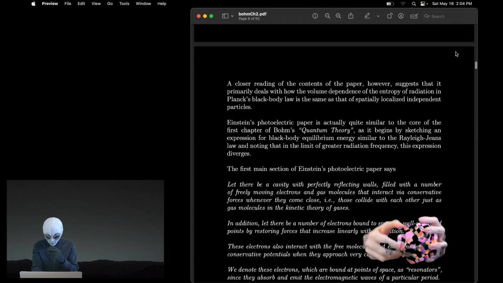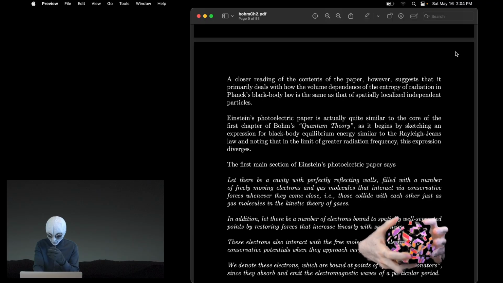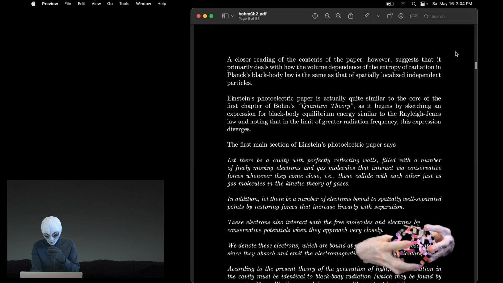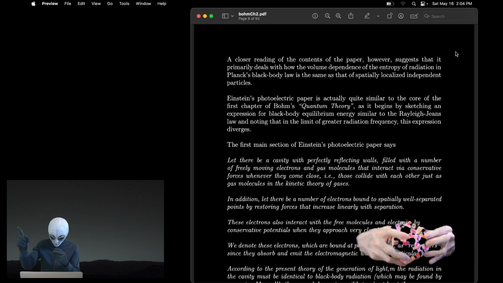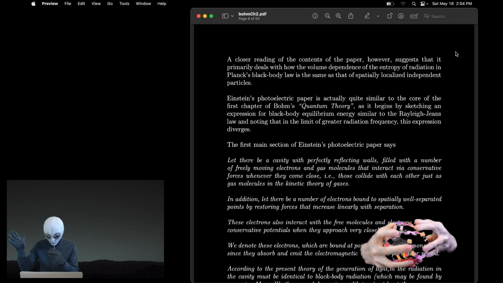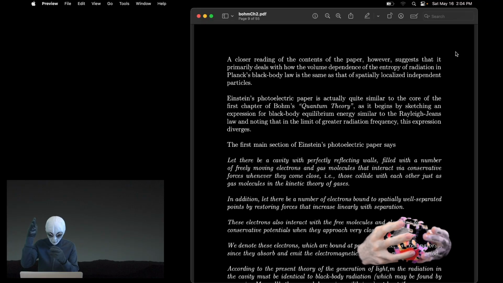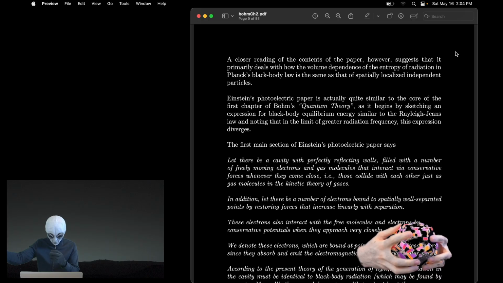A closer reading of the contents of the paper, however, suggests that it primarily deals with how the volume dependence of the entropy of radiation in Planck's blackbody law is the same as that of spatially localized independent particles. Einstein's photoelectric paper is actually quite similar to the core of the first chapter of Bohm's quantum theory, as it begins by sketching an expression for blackbody equilibrium energy similar to the Rayleigh-Jeans law, and noting that in the limit of greater radiation frequency, this expression diverges.